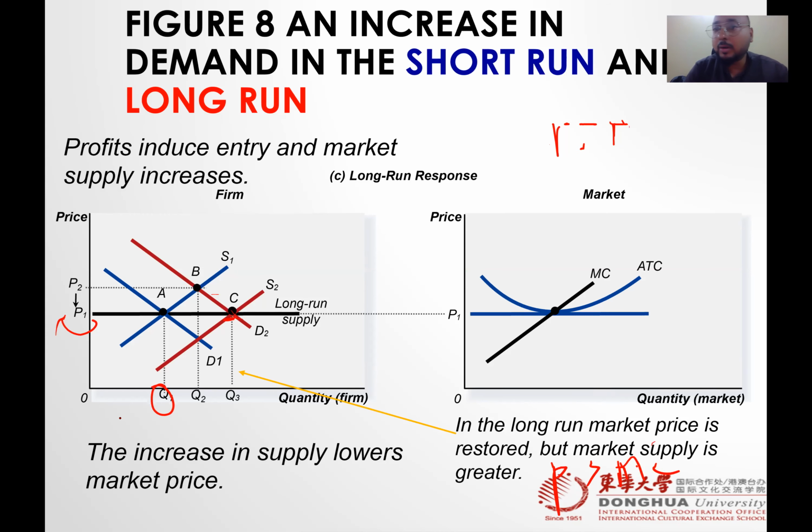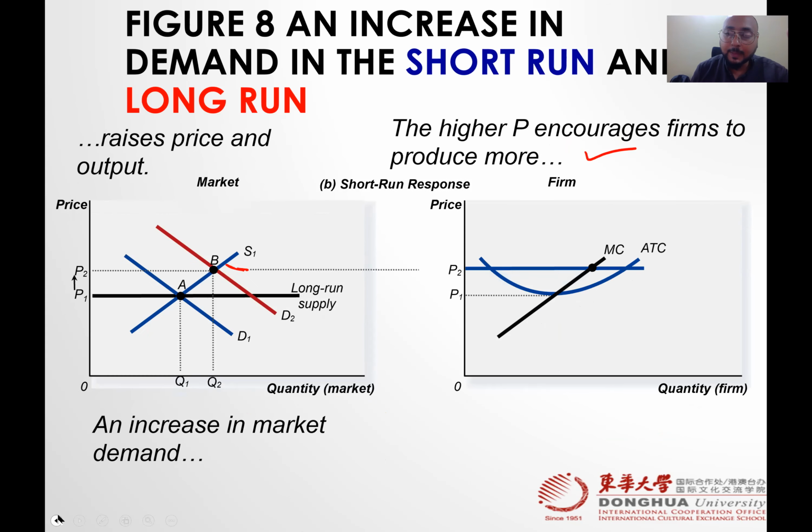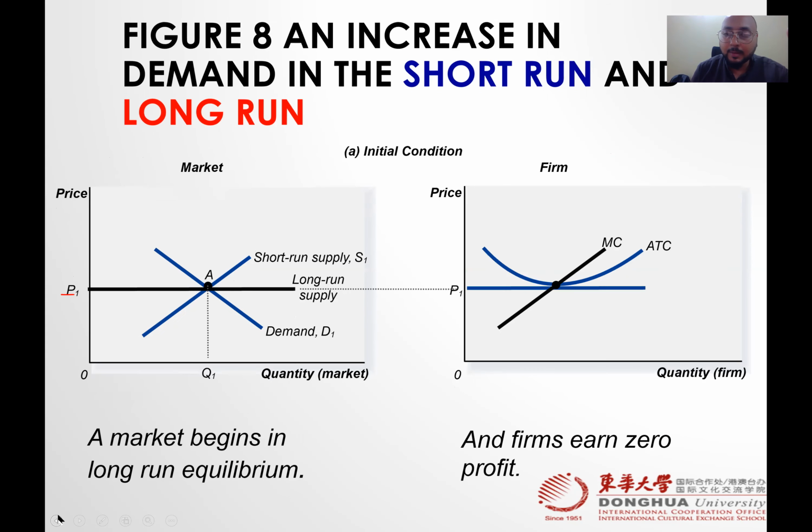Previously, the market was in equilibrium at Q1, but now the market is producing Q3. So the only difference is that in the long run, market price is restored, which means market price is equal to average total cost, but supply has increased. So this supply point, MC point, would be Q3, not Q1. Previously, here we were producing Q1.